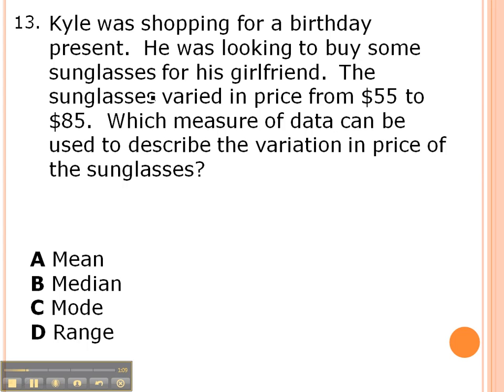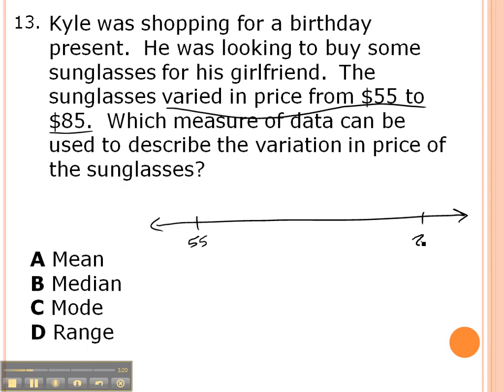So we need to understand what this means when they say the glasses varied in price from $55 to $85. If we make a quick sketch of a line plot, we have $55 here, $85 here, and so what this means, varied in price from 55 to 85, it means the lowest, or the cheapest, least expensive sunglasses he looked at were $55, the most expensive were $85, and then he looked at some sunglasses all in this price range. All the sunglasses he looked at were between 55 and 85.